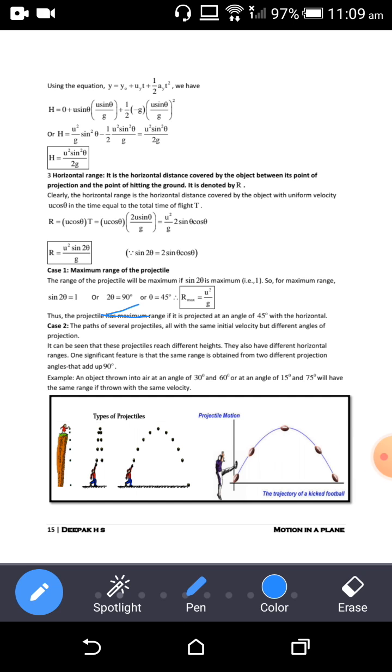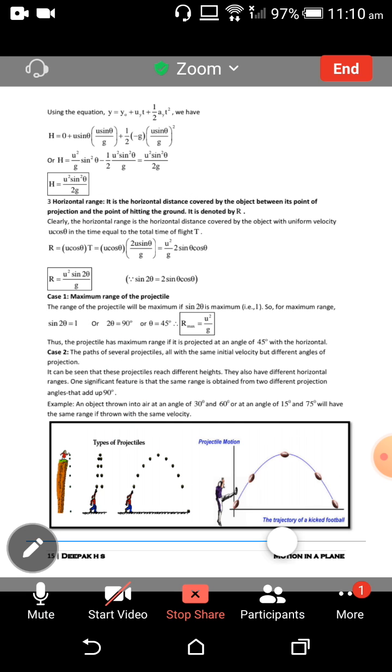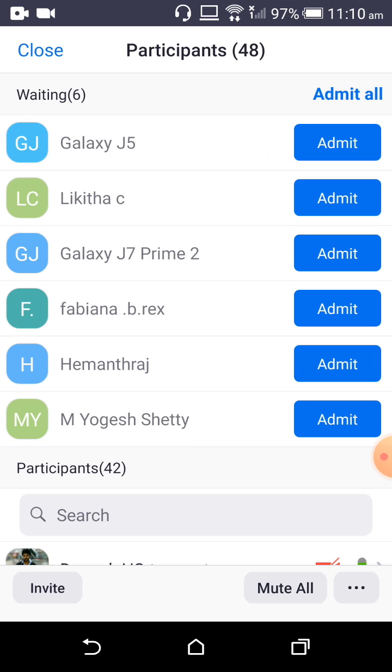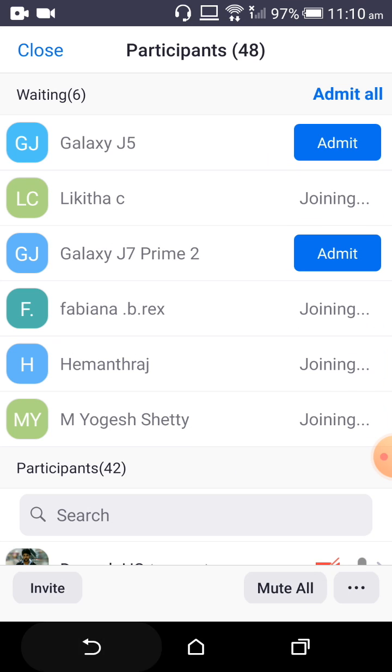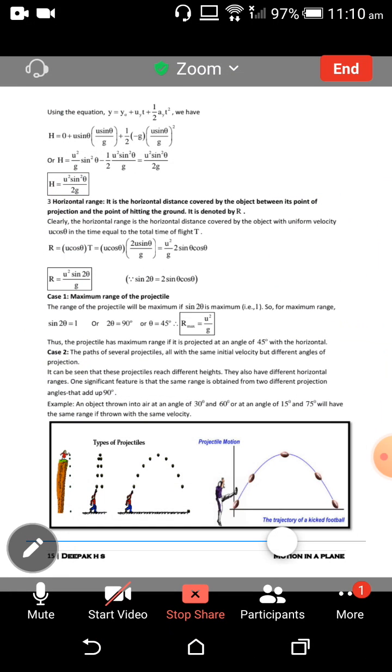So when the angle made with the horizontal, when the object is thrown in the air, is 45 degrees with respect to the horizontal surface, it covers a maximum distance. So this is regarding the maximum range of the projectile.